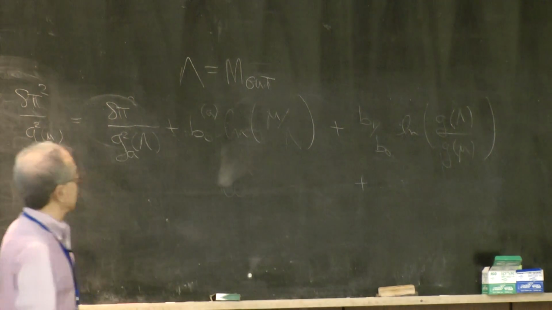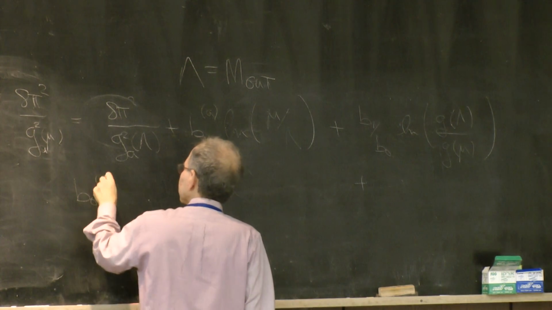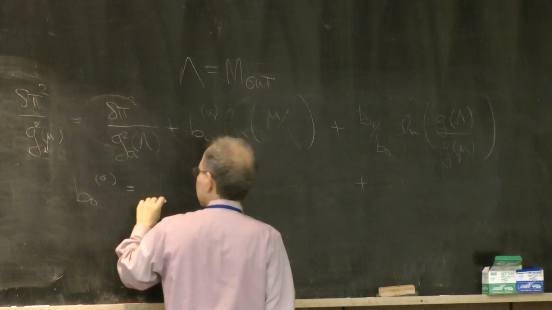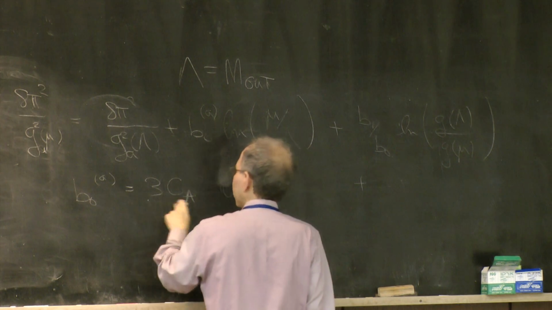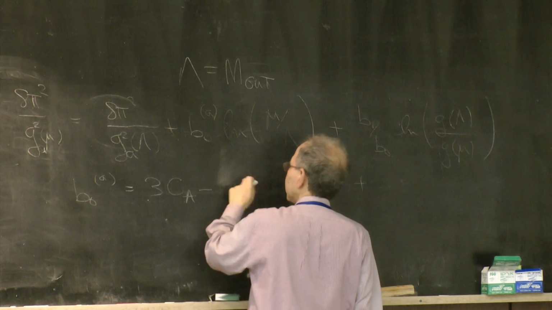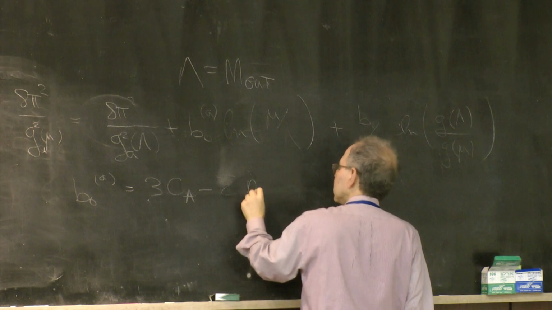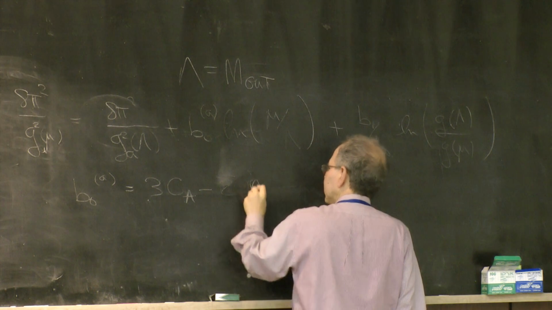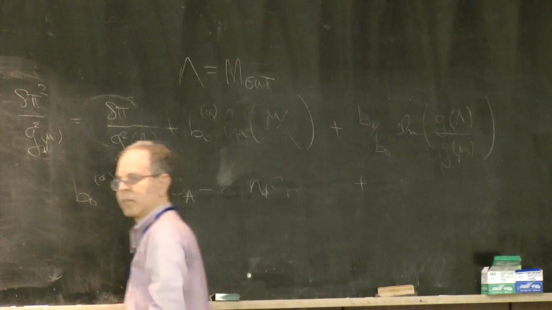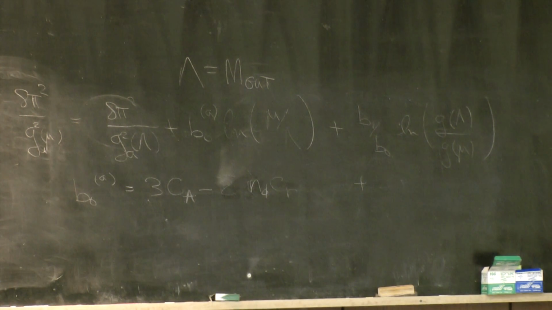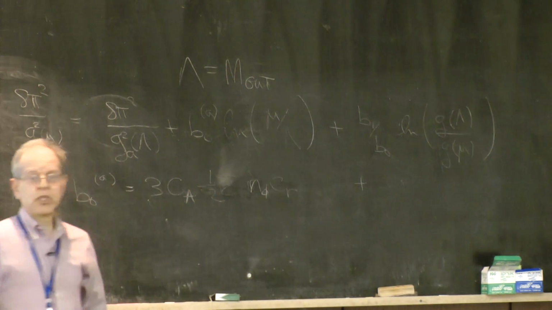Okay, we can compute these B naughts. The B naughts follow from a formula which you can also work out straightforwardly. This is 3 times the quadratic Casimir in the adjoint minus a sum over these chiral fields and phi times the appropriate Casimirs. Okay, let's see, I want a half here, I guess. So there's some formula that you can work out pretty easily.